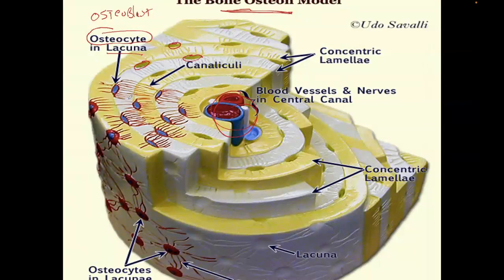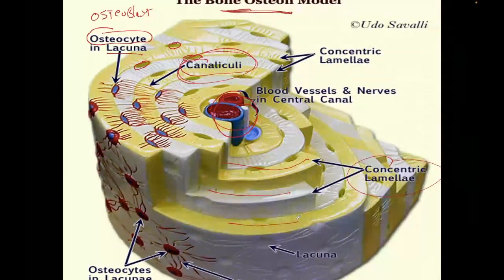Now, these jellyfish extensions, these finger-like extensions, they make little canals, and they're called canaliculi. Canaliculi. Those are the extensions. And they allow these cells to communicate with one another about what's going on with the bone density. They communicate. Okay? These are the rings. These are concentric lamellae. Right? That's one, that's one, that's one.